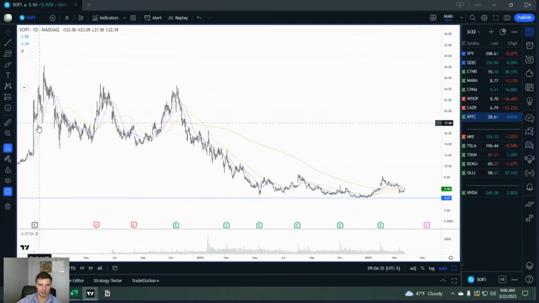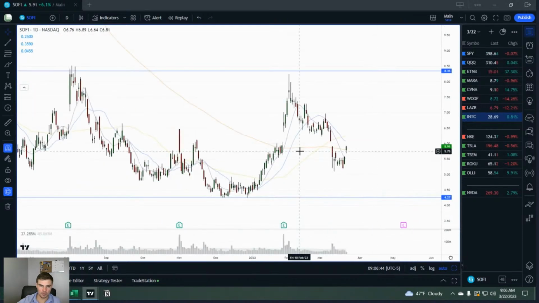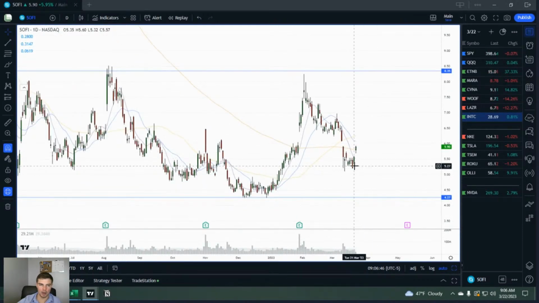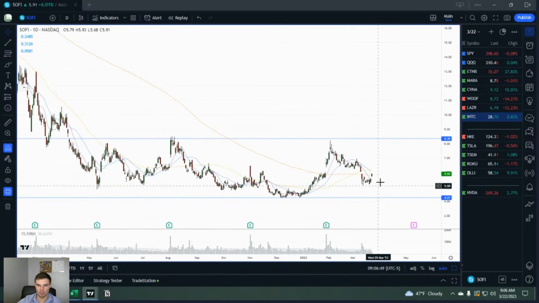I mean, see, it's in that stage 3, put in the stage 4. Now it's in the stage 1, very early stage 2. So it's putting in a higher low right here. Just putting an equal high, putting in a higher low right at the 200 period moving average.